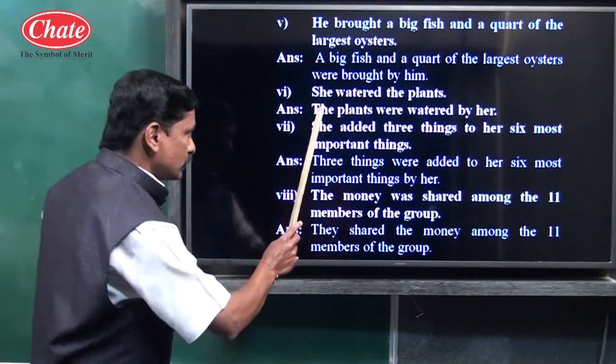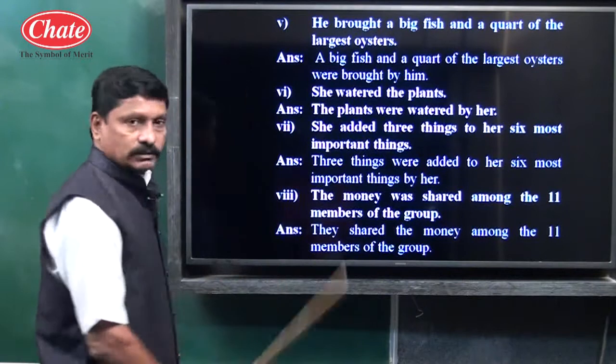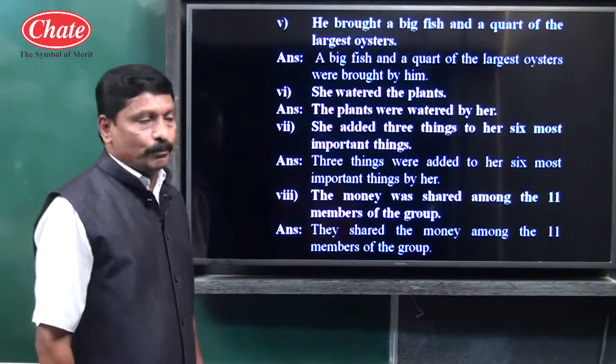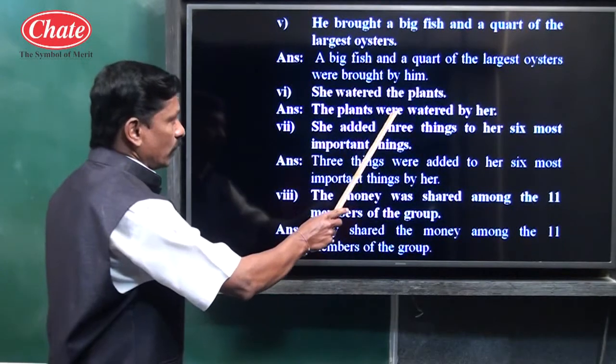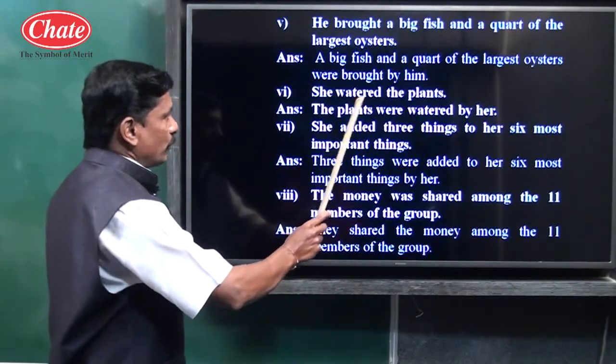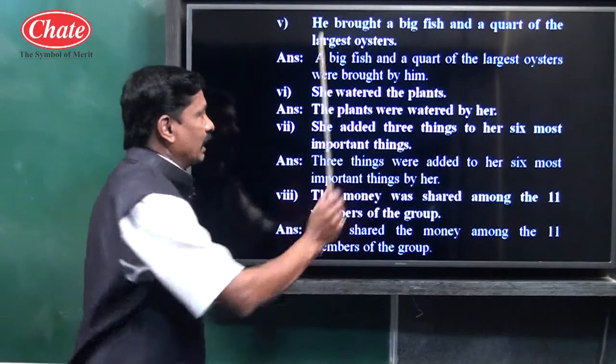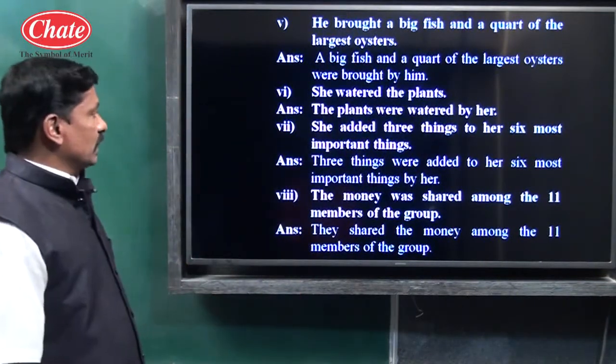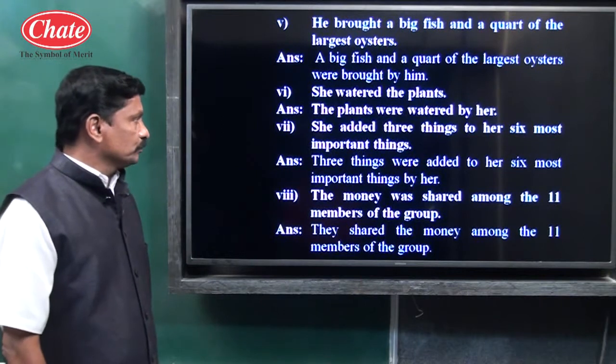That object becomes the subject. The plants. Is it clear, children? Now she watered. It is in simple past tense. So once again, were. See, the plants were watered by her. Active sentence, passive sentence. Let us see example number 7.